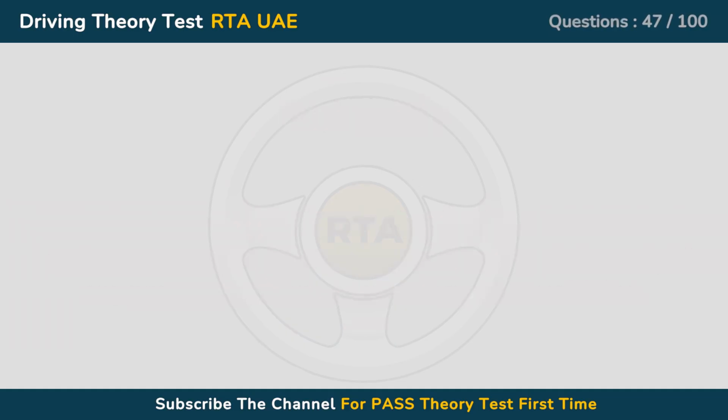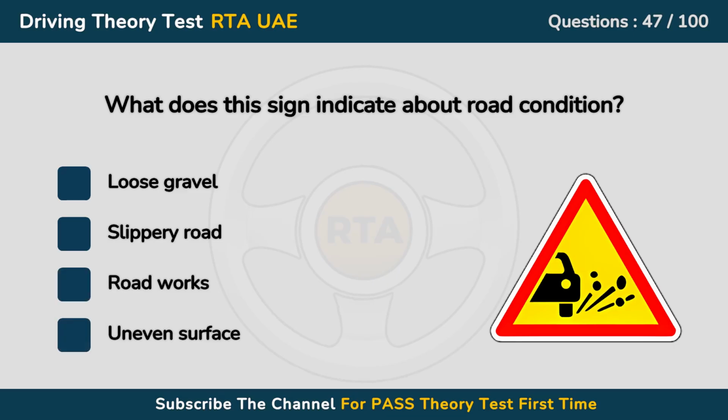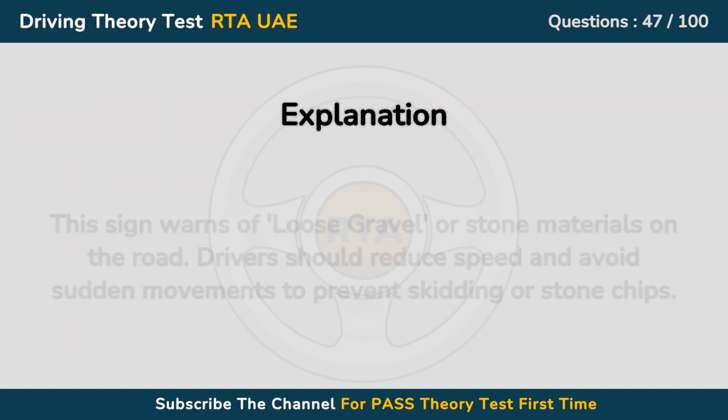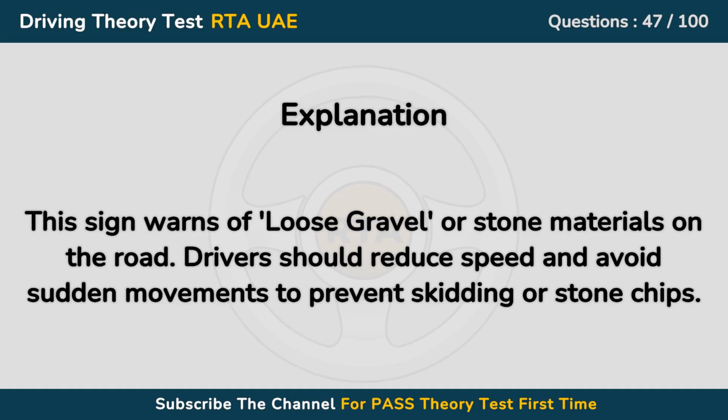vehicles. Question 47. What does this sign indicate about road condition? A. Loose gravel. B. Slippery road. C. Road works. D. Uneven surface. Answers is A. Loose gravel. This sign warns of loose gravel or stone materials on the road. Drivers should reduce speed and avoid sudden movements to prevent skidding or stone chips.